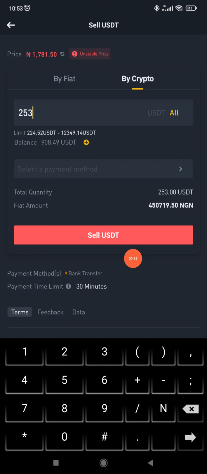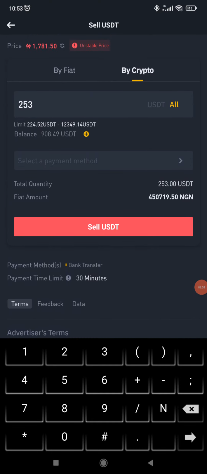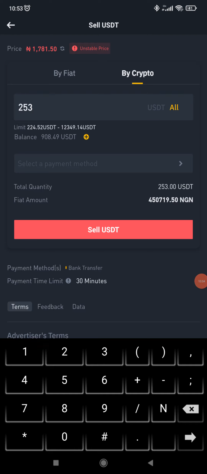tap on this sell USDT. Now the moment you tap on this sell USDT, it's going to make this sell order active. It's here for you to create it. So once you just tap on sell USDT, it's going to activate it. At that point, the buyer that wants to buy from you will now be notified to go make the payment of 450,000, this amount here, into your own bank account.